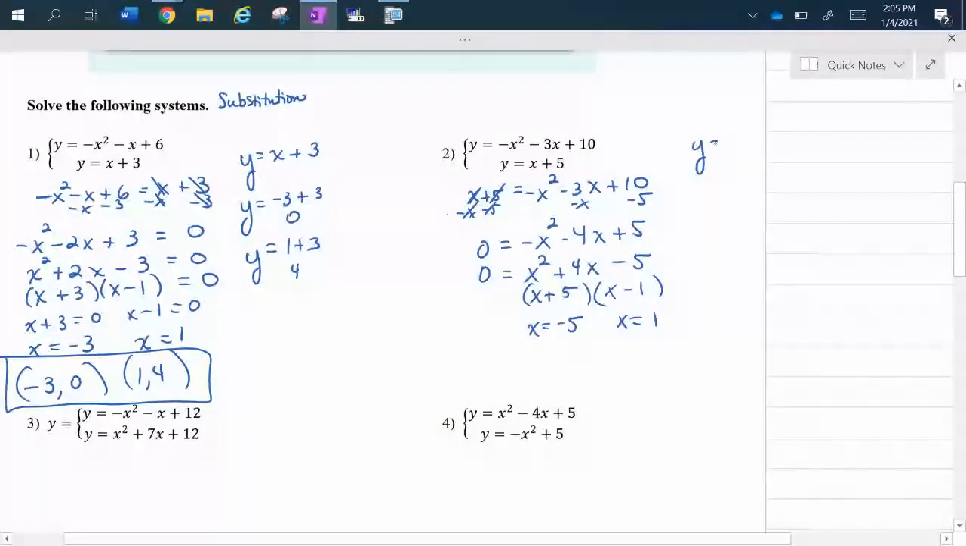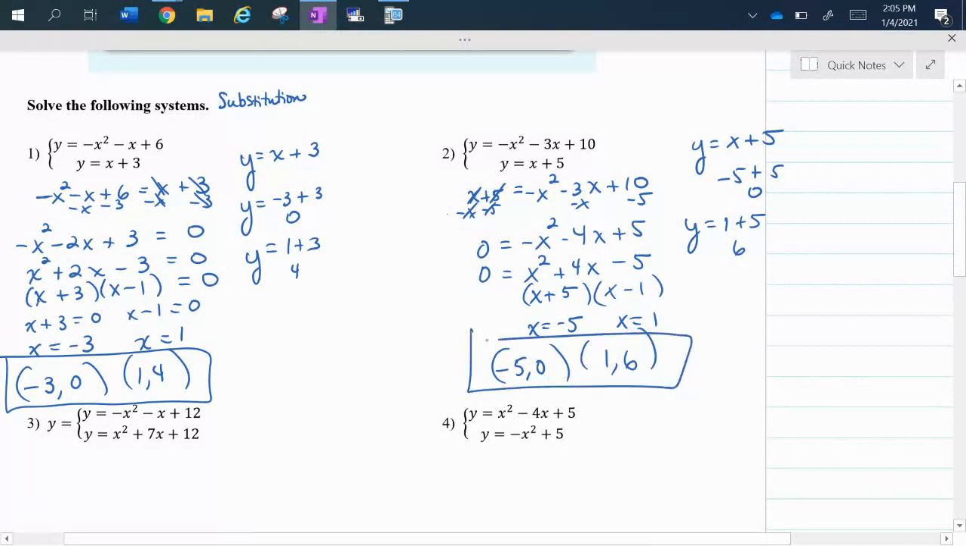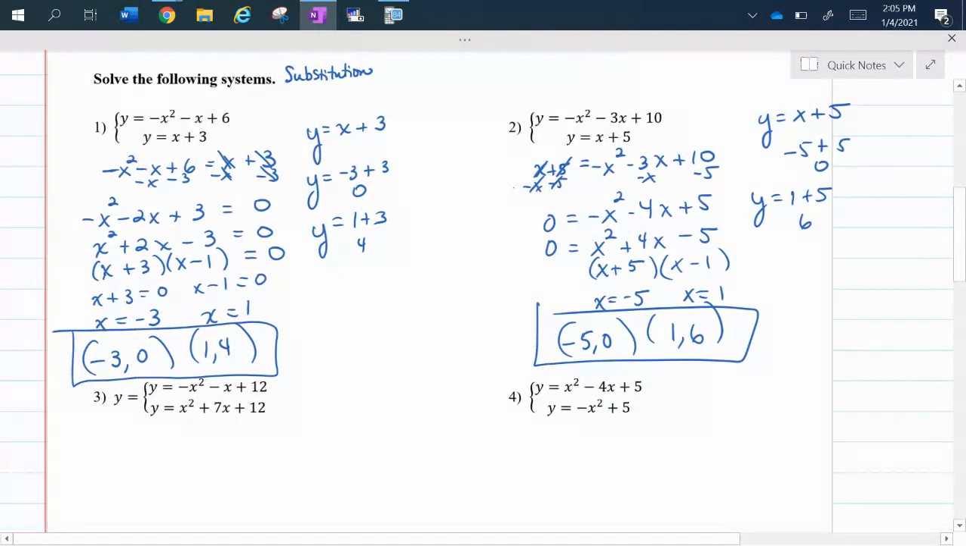So y is equal to x plus 5. Negative 5 plus 5 is 0. So my first ordered pair is negative 5, comma 0. And y is equal to x plus 5, so 1 plus 5 is 6. My second ordered pair is 1, comma 6. Okay, that's not too bad. And like I said, it wasn't too bad because the algebra was easier when we can factor and we get nice, prettier answers. Let's go to the next one.